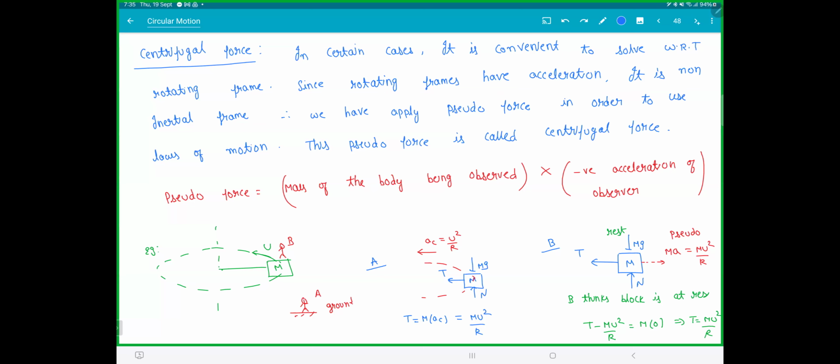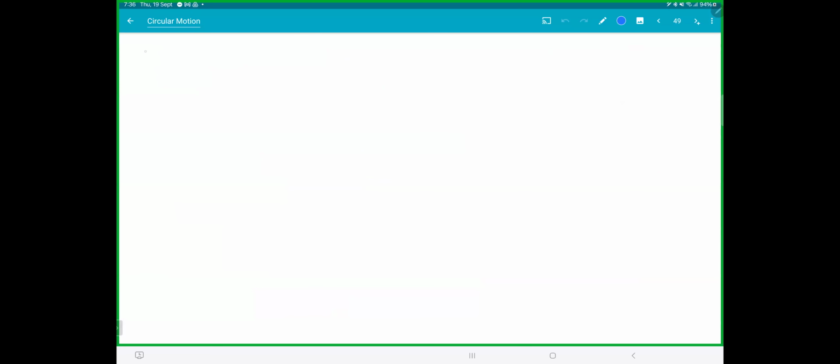And let me take one more example. So let's see some questions based on this. I will solve a few problems with both the methods. We will see in the ground frame, we will do this thing. So if I have to write the steps, this is what I will do. Steps to solve. Step 1, choose your observer. You need to ask yourself, where is the observer? If observer is on the ground, use centripetal acceleration.